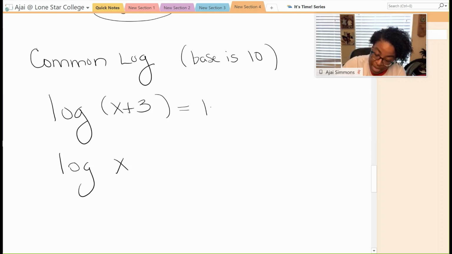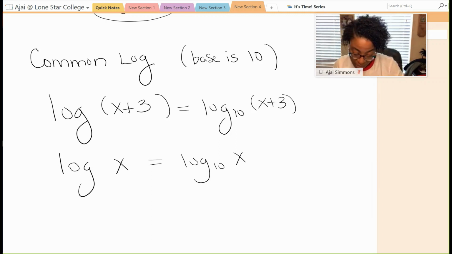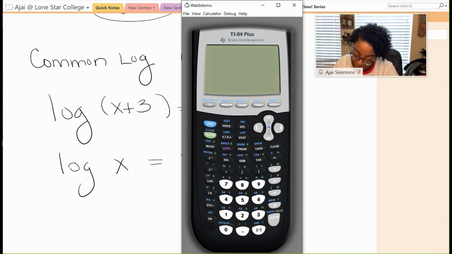If you don't see anything in the base position, the base is going to be 10. So for these two problems, I could write it like this: log base 10, x plus 3. And then this one could be log base 10 of x. I could write it like that, okay? Common log is the log that's on your calculator. If you look on a graphing calculator, across from the 7, you see log. That log, if you use that in your calculator, it has a base of 10. So if I put log right here, you see how it just shows up log? It doesn't put a base on it. The base is automatically 10. Okay, this is a common log.